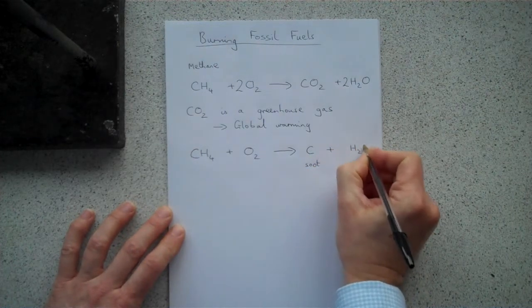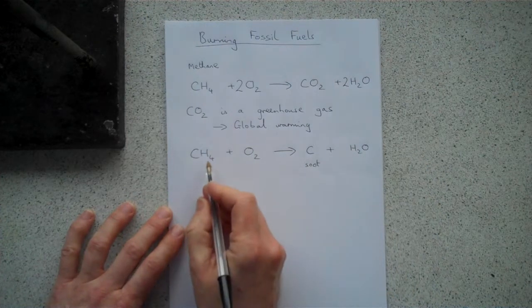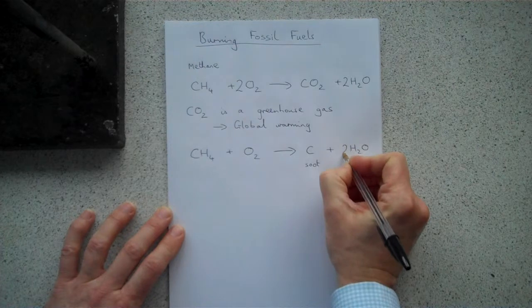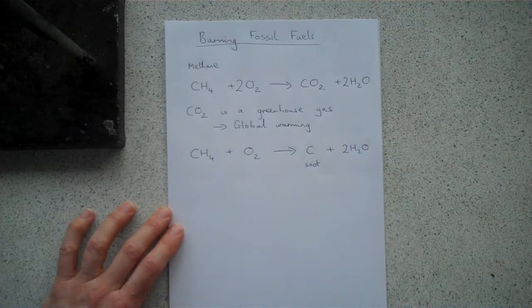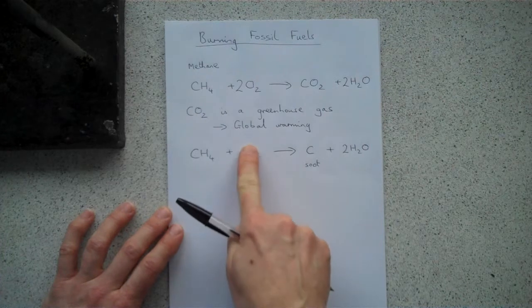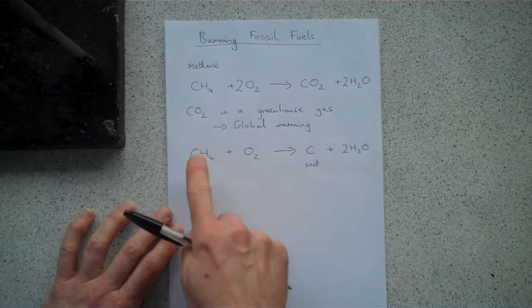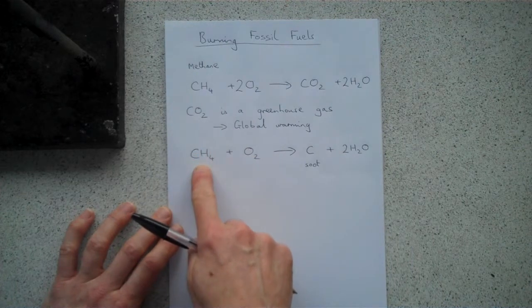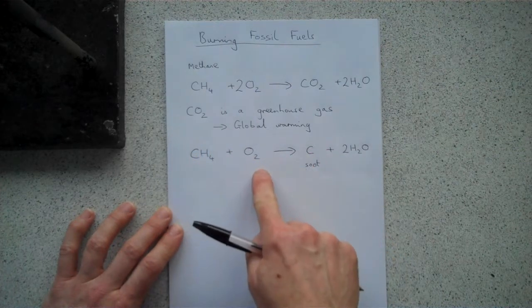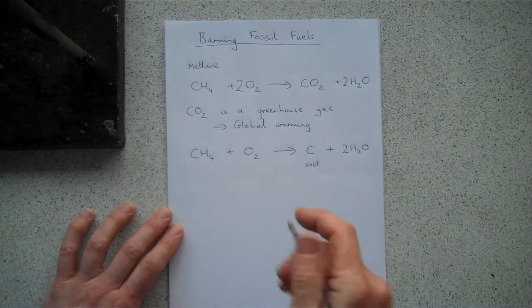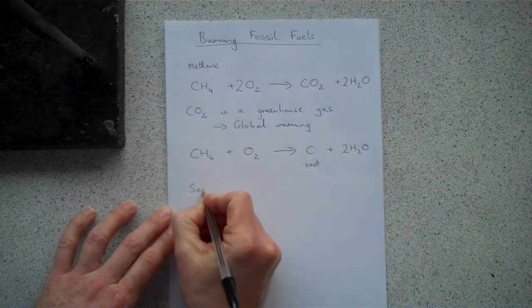Now, let's balance this equation. There are 4 hydrogens in methane. That means we still have to make 2 lots of water. But in this equation, we only start off with 1 molecule of oxygen, 1 pair of oxygen atoms, for every molecule of methane. And so we haven't got enough oxygen to make carbon dioxide like that. We only get soot.